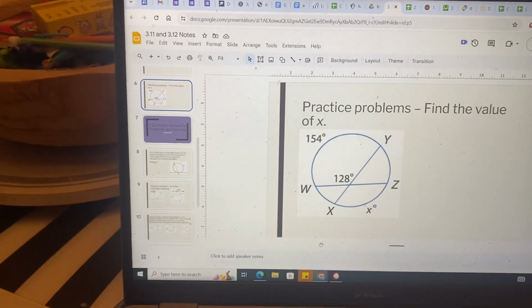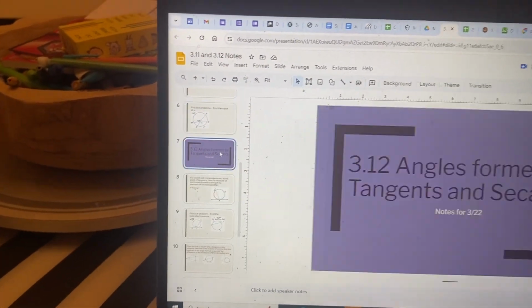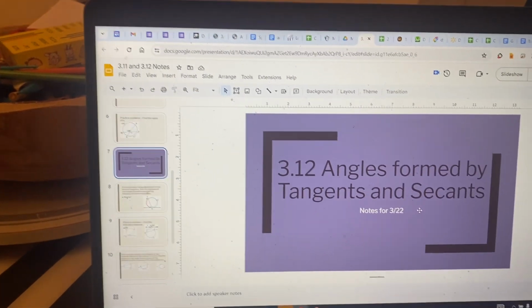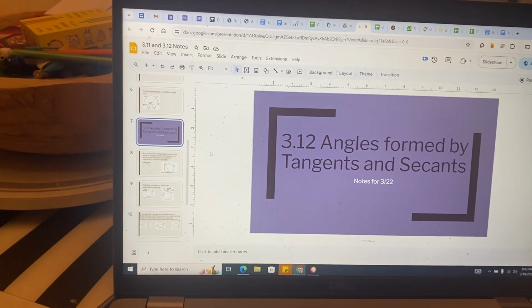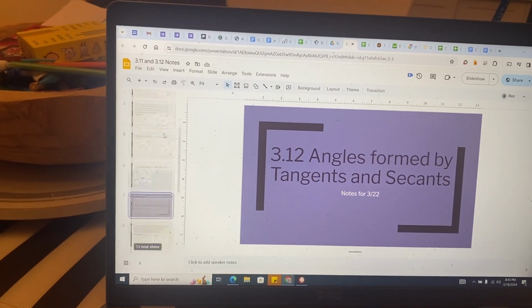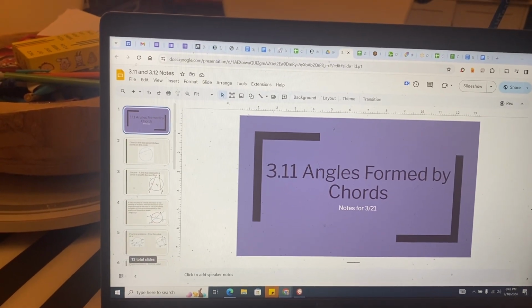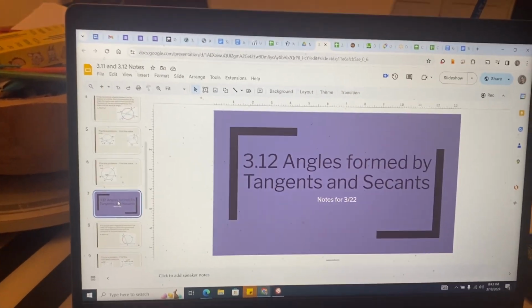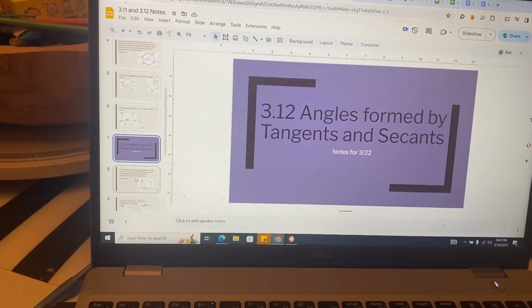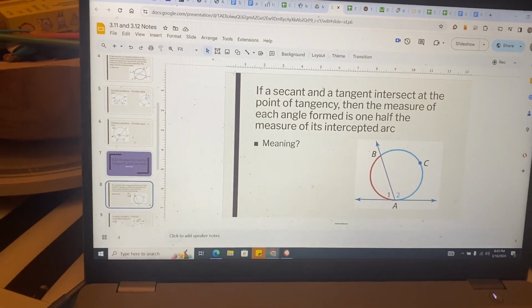All right, this is Mr. Wyrick, and I'm here to go over the 3-1-12 notes, the angles formed by tangents and secants. So this is the second part of the notes where it's angles formed by chords. I just kind of put all the notes together, but this is going to be 2 separate days worth of stuff here, okay? So this is the second day.